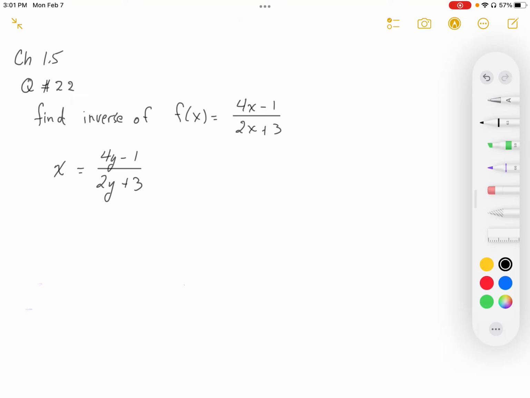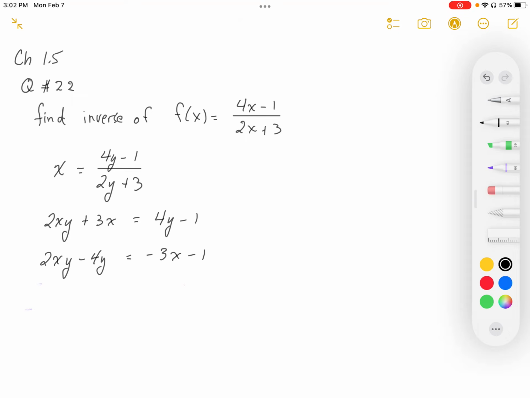So we need to get the y out of the denominator, and we have actually two y's to deal with, so we have to be careful with that. So we end up with 2xy plus 3x, getting the y's out of the denominator, equal to 4y minus 1. To solve for y, I need to group the y's together, so I'm going to subtract 4y from both sides, and I'm going to subtract 3x from both sides to get the x's on the other side.